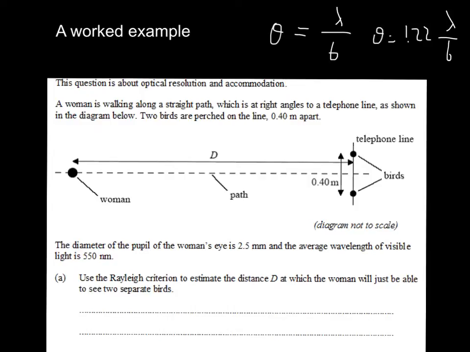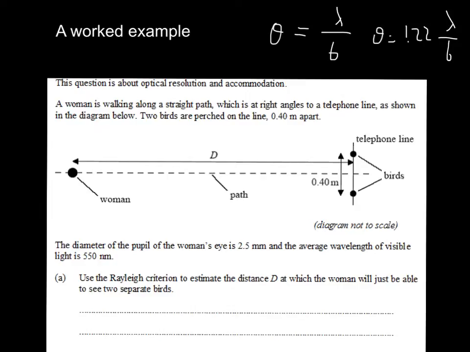Okay, so we have a woman that's walking this way, and there's 2 birds here, and we want to know whether the woman is going to be able to see the 2 birds or not. Actually, we want to know at which distance she is going to be able to start seeing these 2 birds as separate points as opposed to just one blob in the distance.